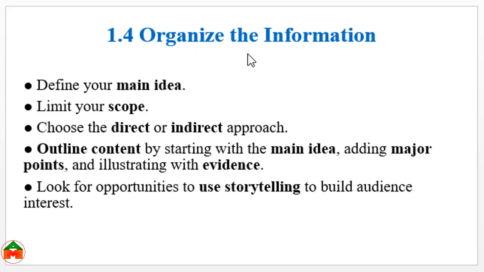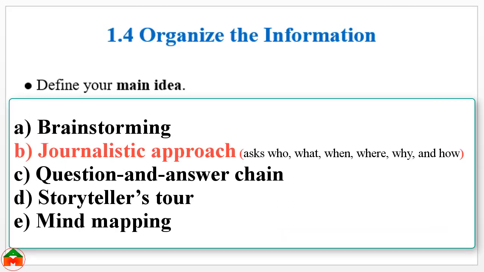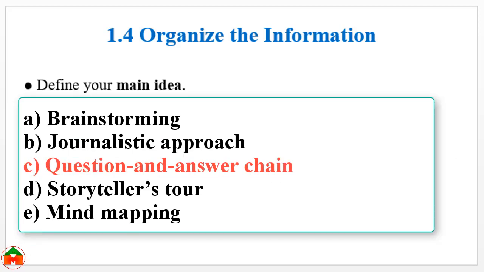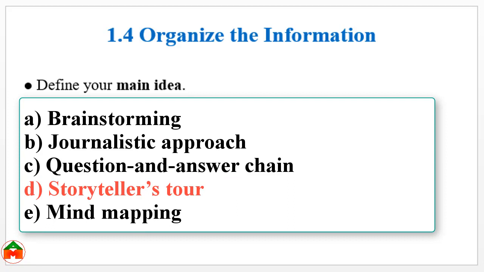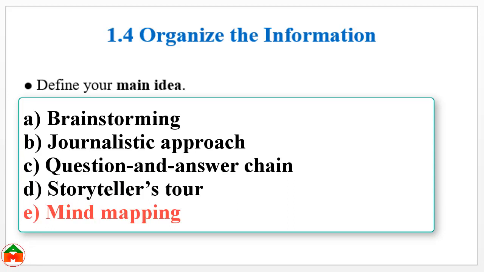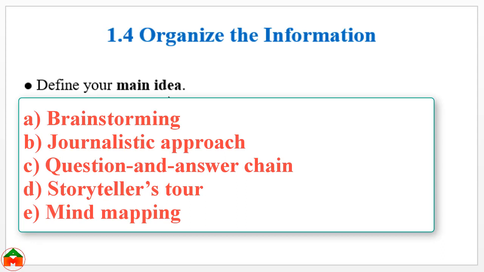Whenever you are organizing the information, you should consider the following issues. The first one is define your main idea. Whenever you are defining your main idea, you have to adopt some techniques like brainstorming, journalistic approach. In journalistic approach, you can ask who, what, when, where, why, and how. And the next one is question and answer chain. Next one, storyteller's tour. And the last one, mind mapping. By applying these techniques, you can get your main idea of the written message.